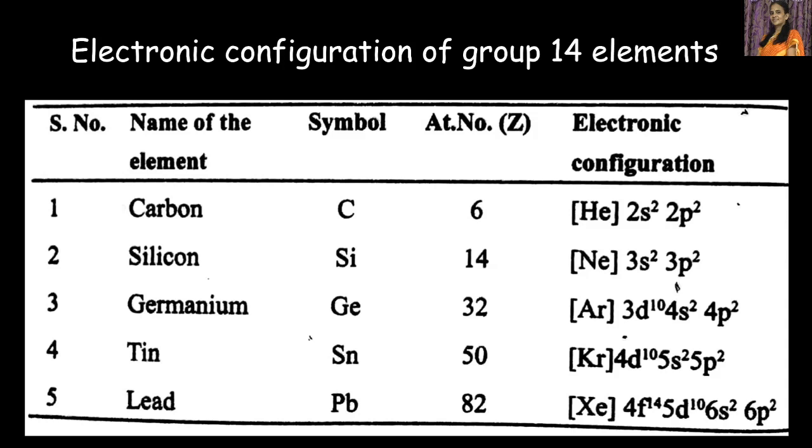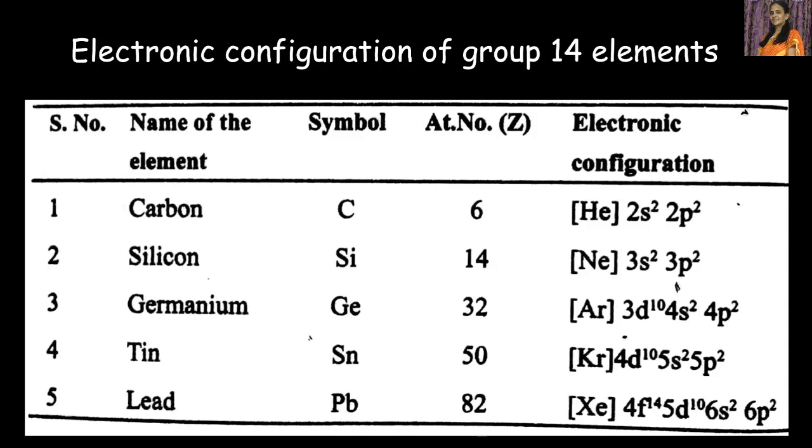In the case of the last element, lead, we come across f electrons as well as d electrons. So the inner core of the electronic configuration differs in these elements, we said. The first two elements have ns2 np2, with no d and f electrons. But as we move down, as the atomic number increases, we also come across d and f electrons.